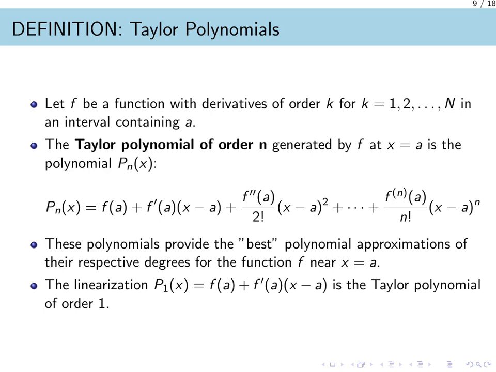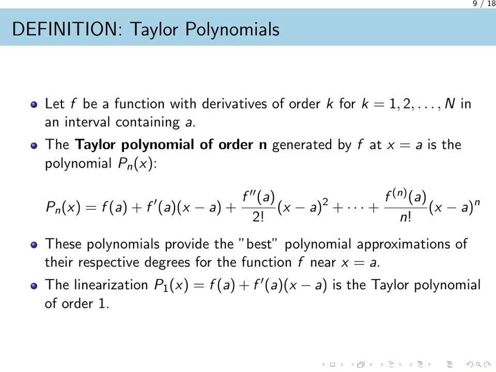As you can see in the formula, each term consists of a derivative of f at a divided by a factorial and multiplied by a power of the quantity x minus a. You have already seen the simplest case. The Taylor polynomial of order 1 is just the linearization of the function at x equals a. We use the term order n instead of degree n because the coefficient of the highest power term, which depends on the nth derivative, could be 0.